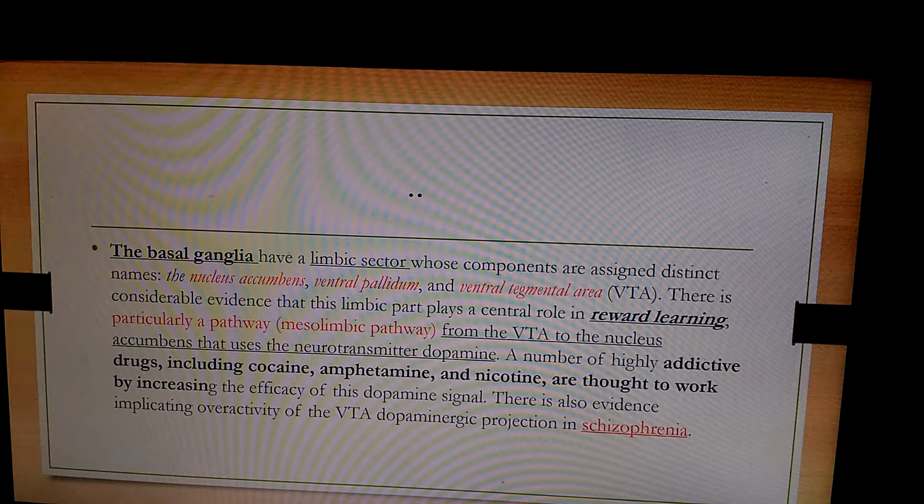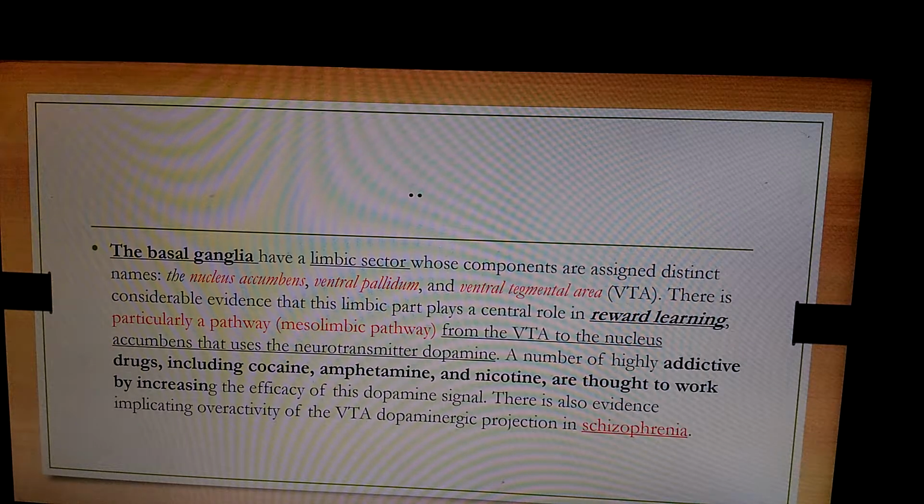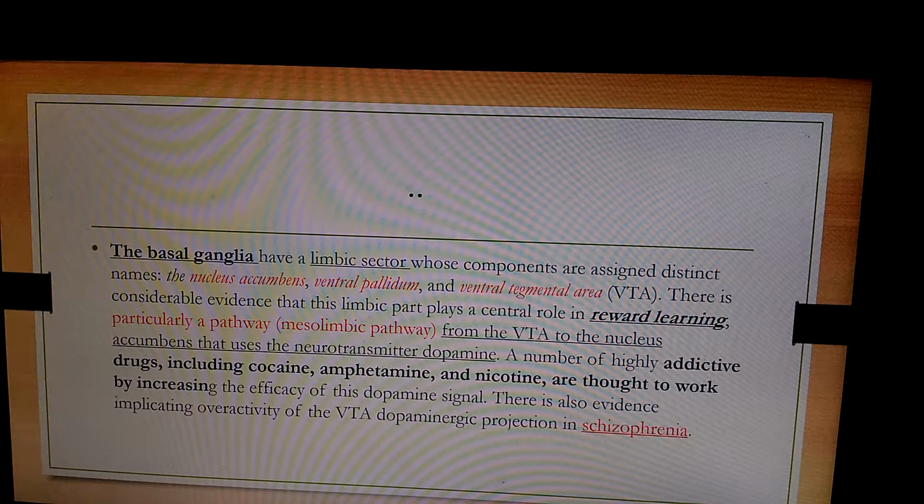The basal ganglia have a limbic sector whose components are assigned distinct names: the nucleus accumbens, ventral pallidum, and ventral tegmental area (VTA). There is considerable evidence that this limbic part plays a central role in reward learning, particularly a pathway, the mesolimbic pathway, from the VTA to the nucleus accumbens that uses the neurotransmitter dopamine.